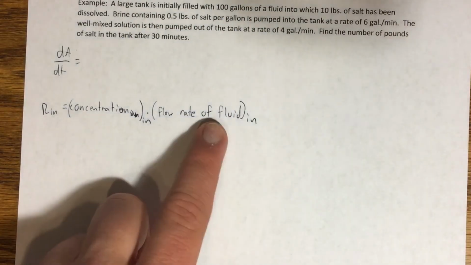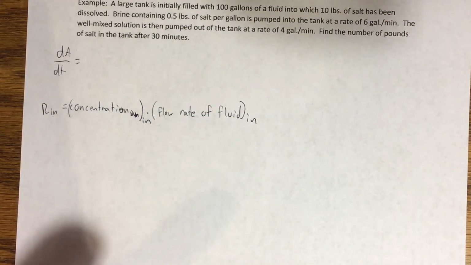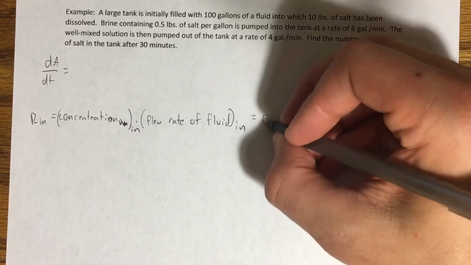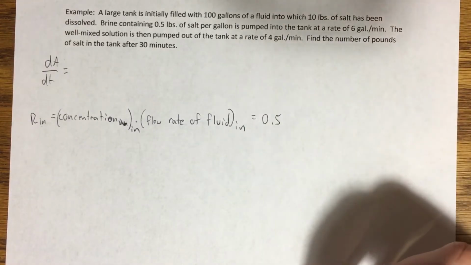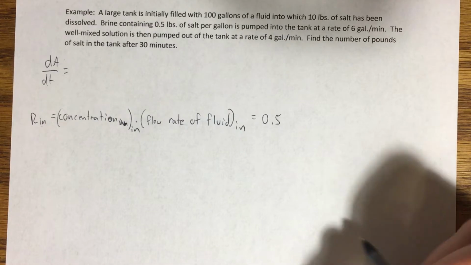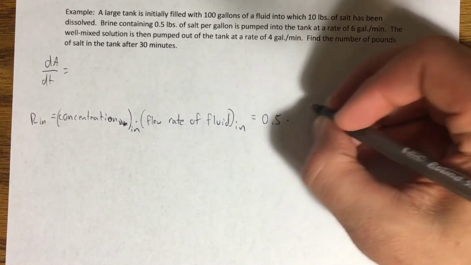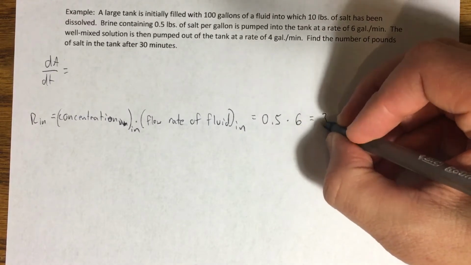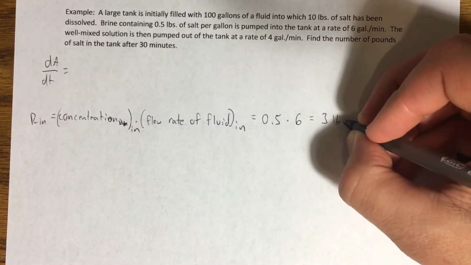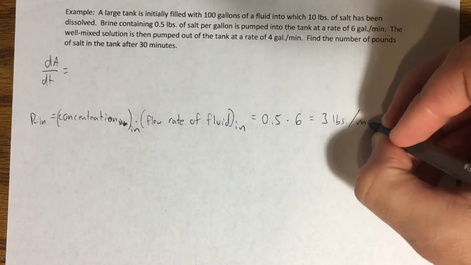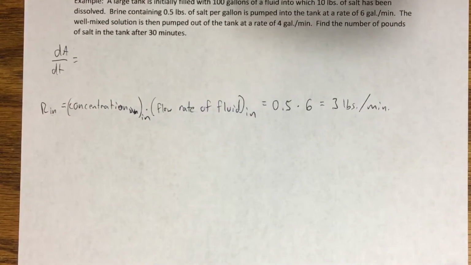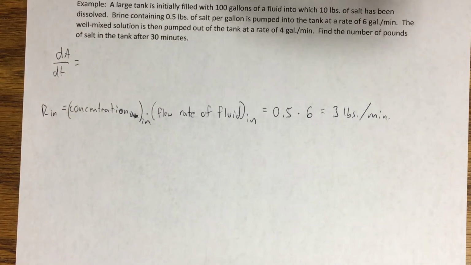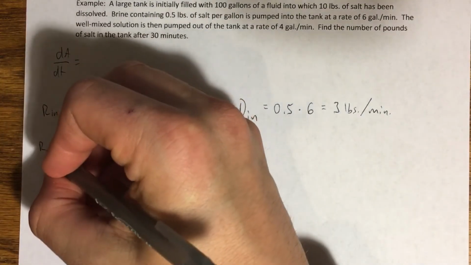Okay, so this is all of the fluid, not just the salt, right? And in our case, the concentration of salt flowing in is 0.5 pounds per gallon, and the rate of flow of the fluid is 6 gallons per minute. And so we end up with 3 pounds of salt per minute. That's how the units would work out. Okay, so a constant flow in, right? That's our R_in.